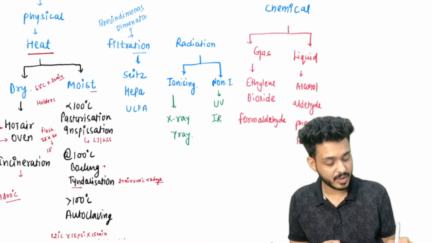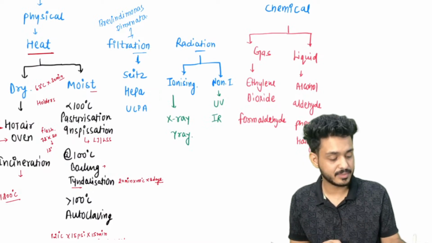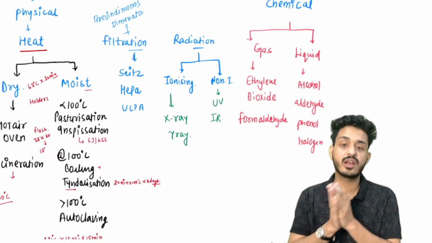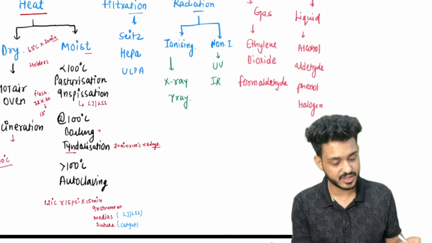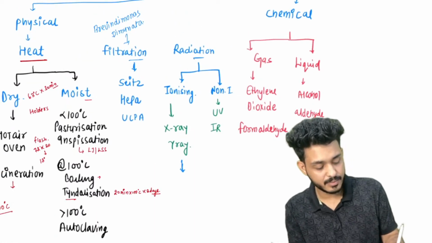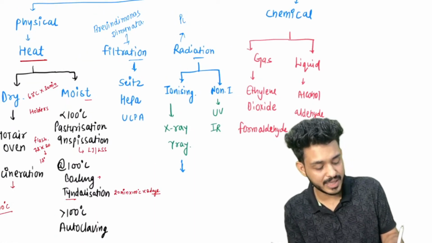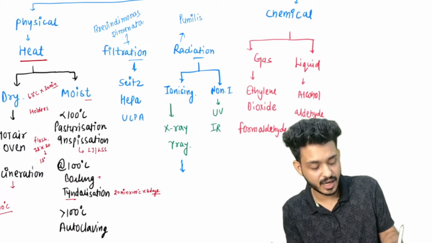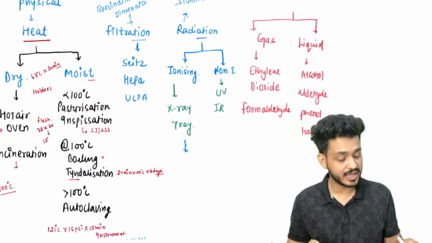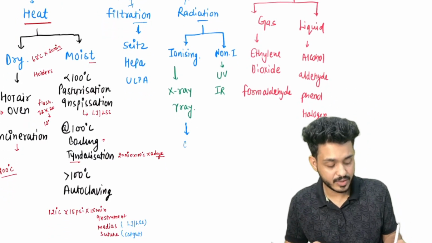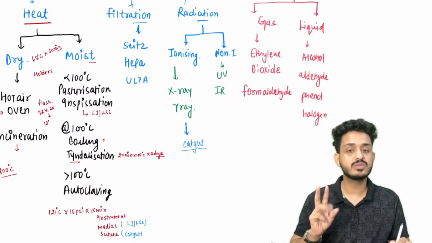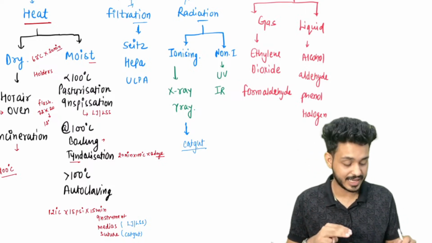Okay, next one is about the radiation, guys. We are having two types of radiation. One is ionizing radiation, another one is non-ionizing radiation. So one thing you have to remember from ionizing radiation, the control will be Bacillus pumilus. It is looking like R, so control will be pumilus. And ionizing radiation we are using for which thing? We are using for catgut suture. Okay, catgut suture. 2-3 questions that we have learned right now, right here.